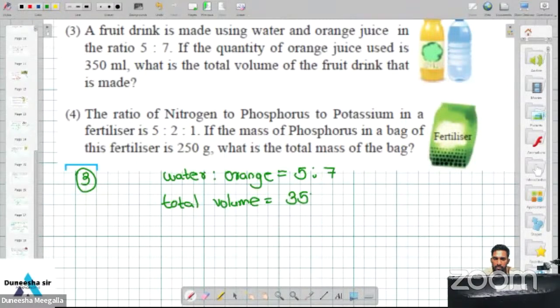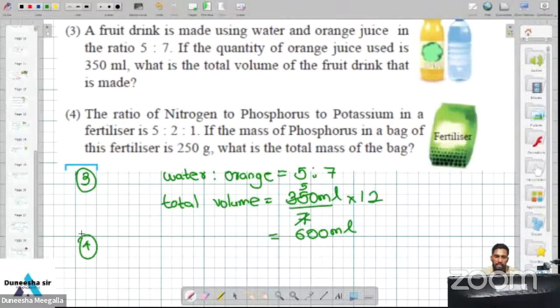350 ml. 350 milliliter divided by 7. Multiply by 12. Then 50 multiplied by 12 is 600 milliliters. Okay.